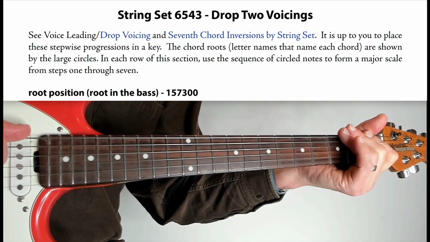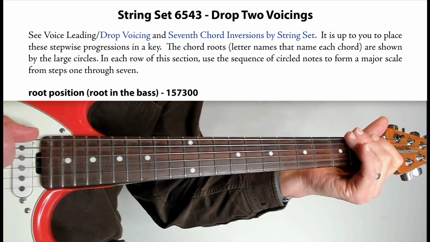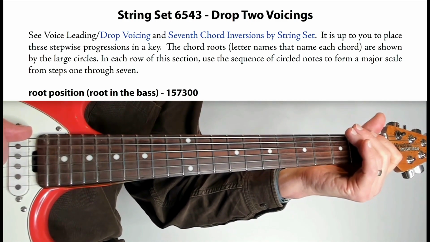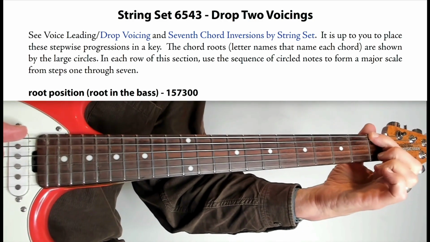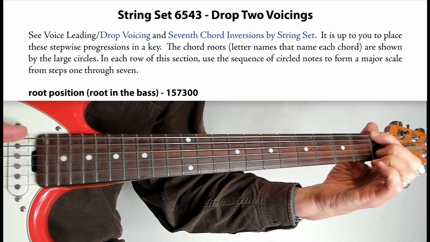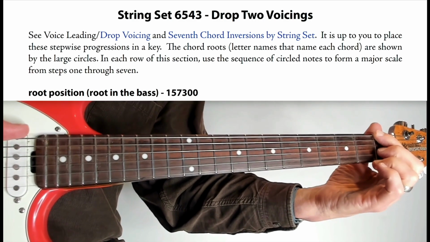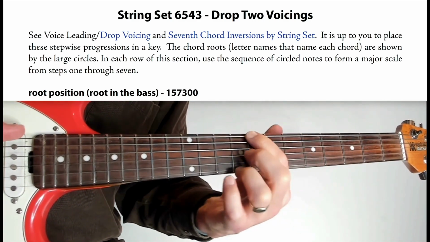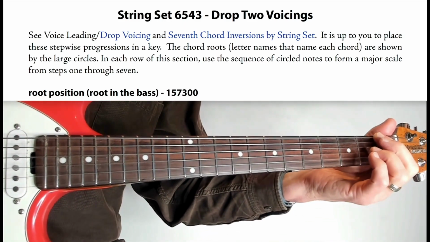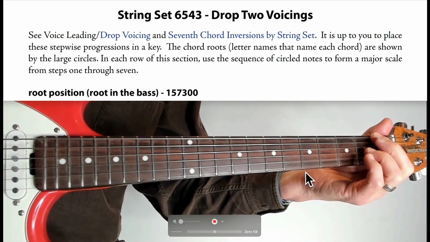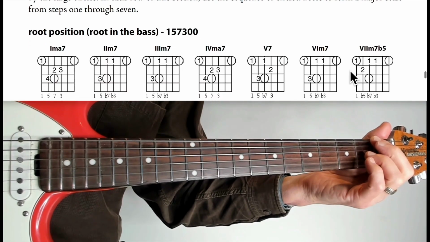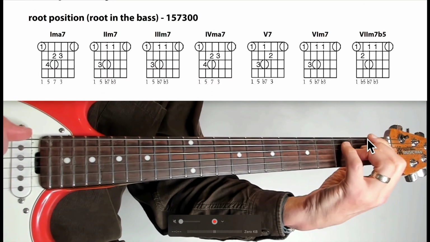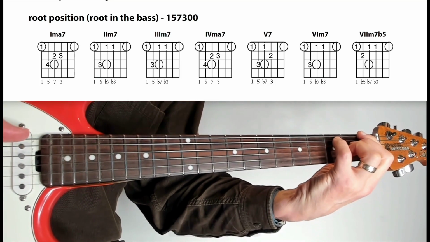Drop 2 voicings of major scale tone 7th chords on strings 6, 5, 4, 3 with the root in the bass. I'll play this in F. Here's the F scale that I'll track by. These will be the circled notes on the diagram. 1, 2, 3, 4, 5, 6, 7, 1 in F. And we have F major 7 is 1 major 7.